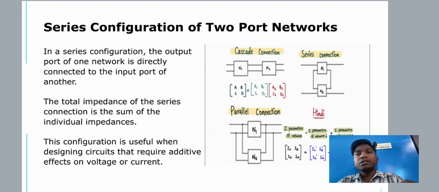And coming to the series configuration of two port networks. In a series configuration, the output port of one network is directly connected to the input port of another network, ma'am. And the total impedance of the series connection is the sum of the individual impedances. The configuration is useful when designing circuits that require additive effects on voltage or current.